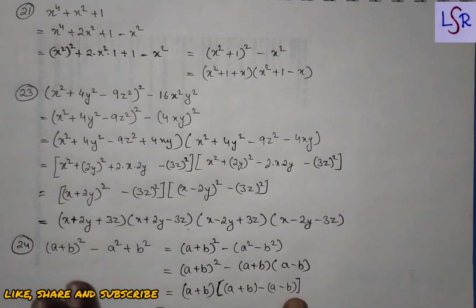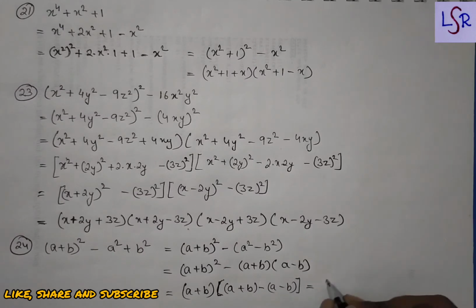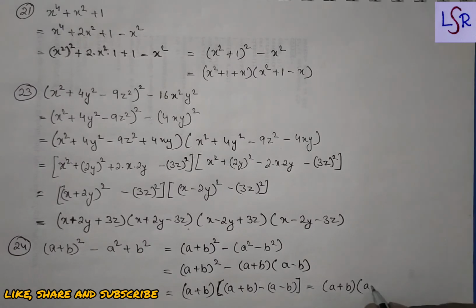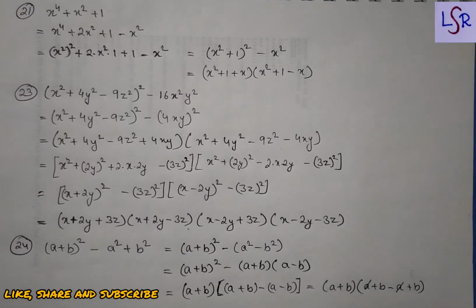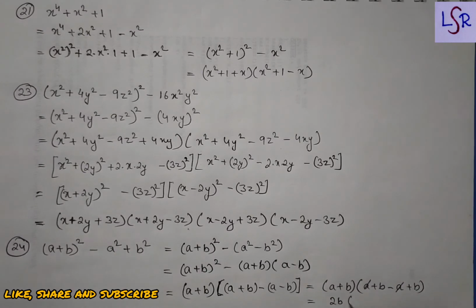Now we are going to open this bracket, and on opening we will be having a plus b, this is copied, and here a plus b, then minus a and plus b, in which a and a can be cancelled out, and we will be left with 2b and a plus b.